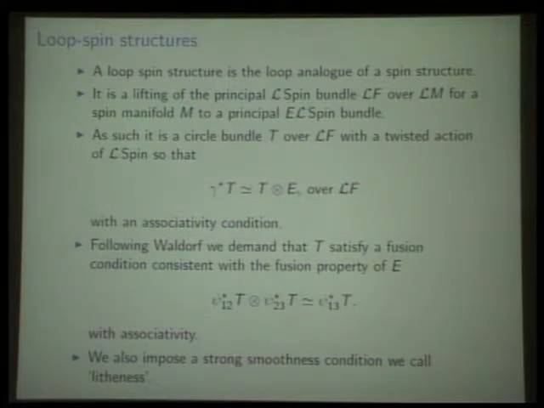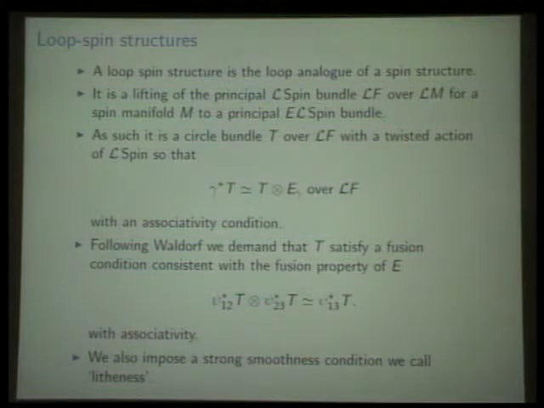I have to construct it with fusion. I have to know its behavior. And it's much easier to understand it as a circle bundle with an associativity condition. Okay, and so we demand that this have the fusion condition. This again makes sense. In fact, there's sort of a double fusion condition. It has to have a fusion isomorphism, and this fusion isomorphism has to be compatible with the fusion structure on L spin that's natural, that I discussed before.